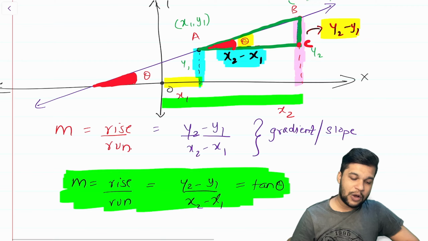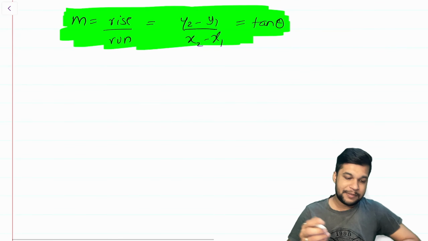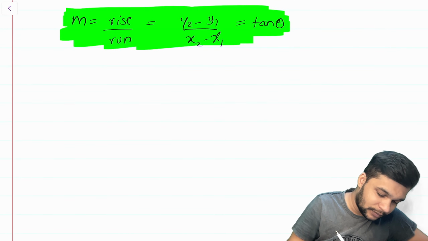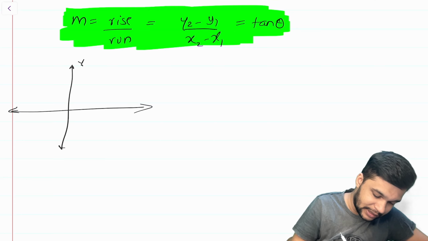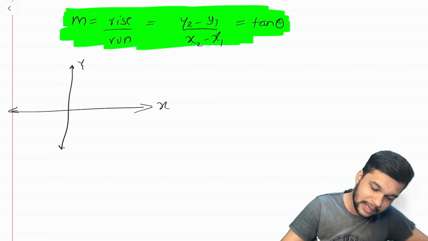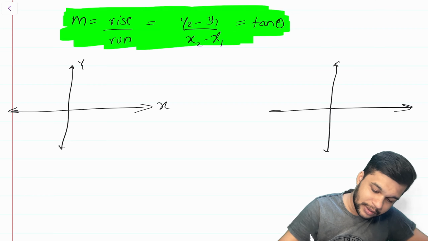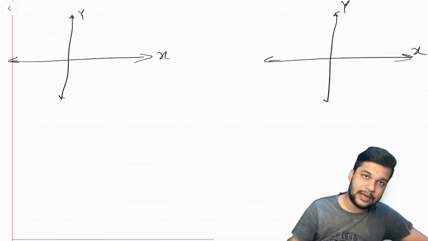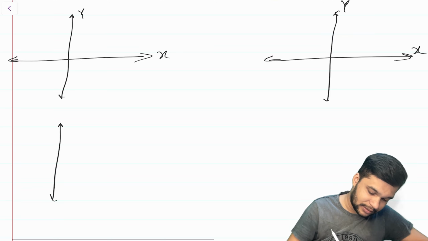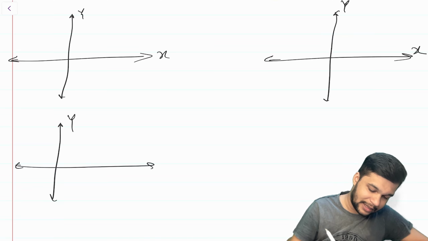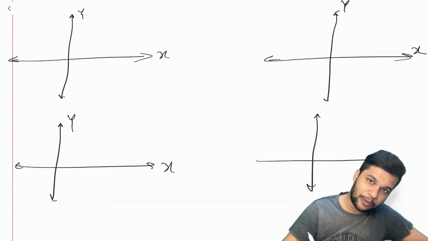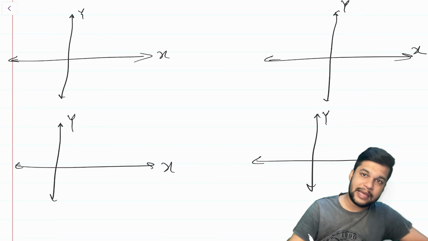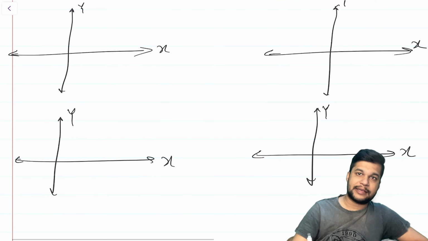Now slopes can be of four types. Let me draw the four options. Let's say this is your y, this is your x, this is your second option. Let's say this is your y, this is your x. Third option will be here, with y and x. And this will be your fourth option, with y and x.